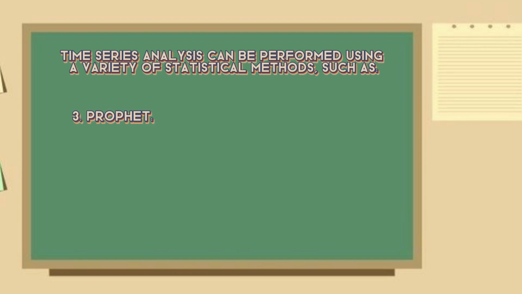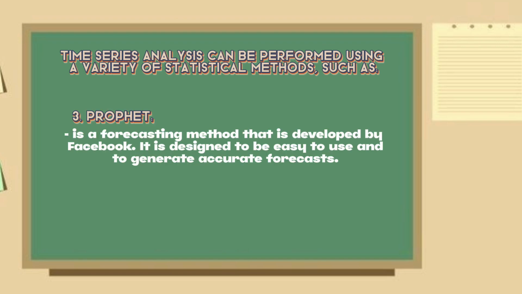And the last method is Prophet. Prophet is a forecasting method that is developed by Facebook. It is designed to be easy to use and generate accurate forecasts. Prophet is especially good at dealing with data that has clear seasonal patterns, like a surge in library visits during summer break, and trends that change over time.